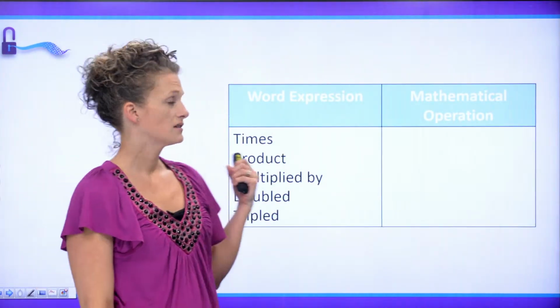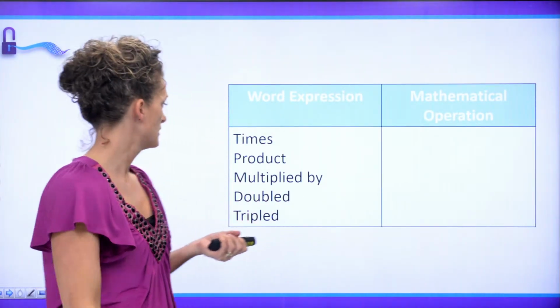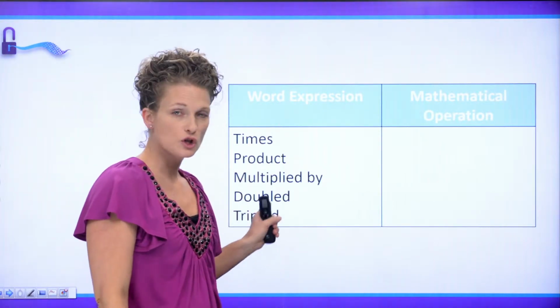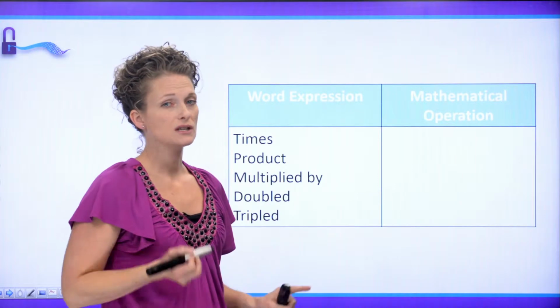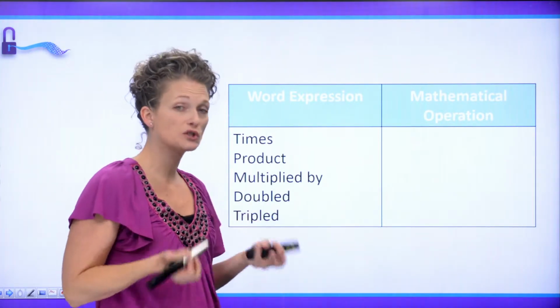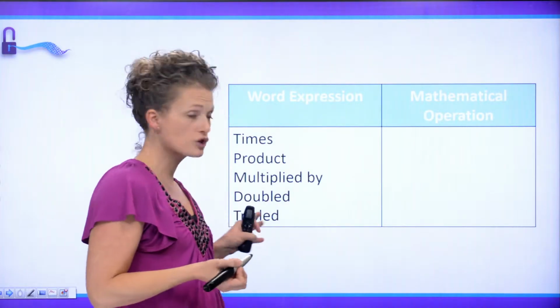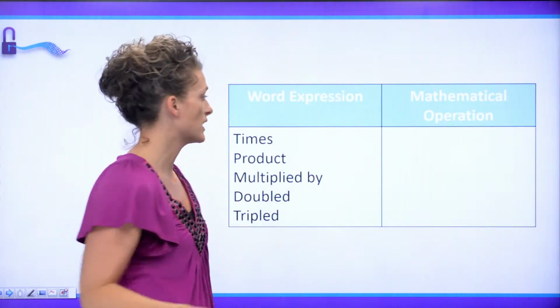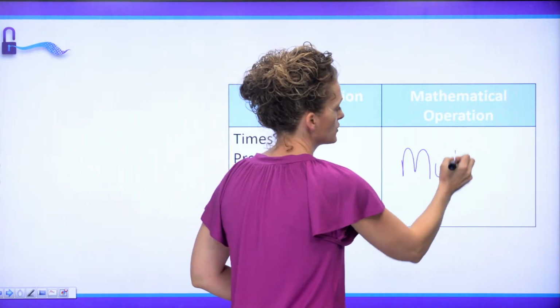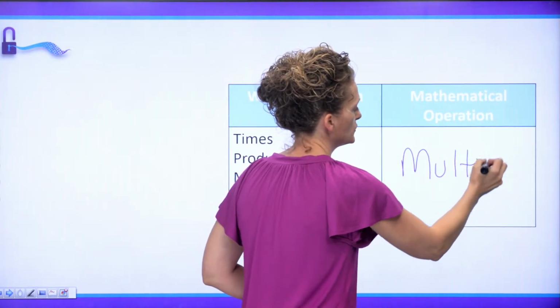Well, what about times, product, multiplied by, doubled and tripled? Those are the most interesting ones, because a lot of times students will forget that if we're doubling something, we're actually multiplying by 2, or tripled, we're multiplying by 3. So these are all words that you will see in reference to multiply.